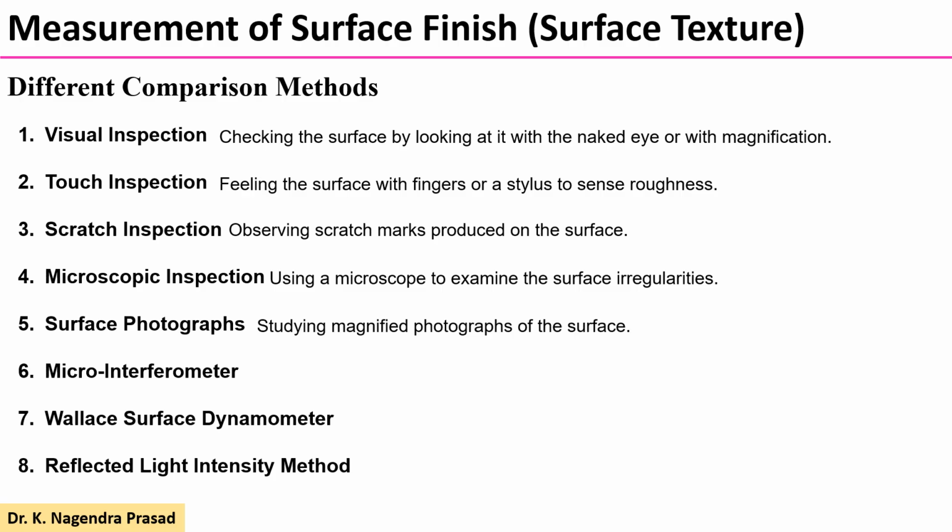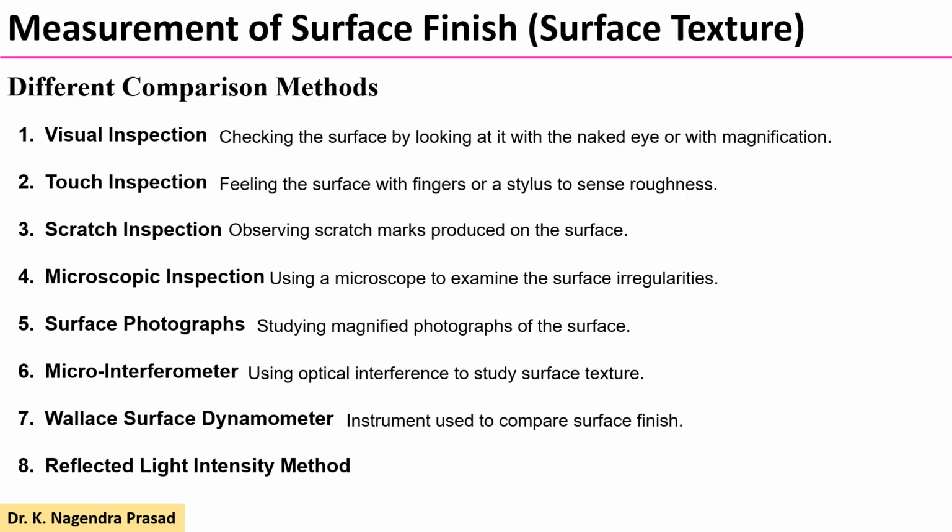The fifth one is surface photographs: studying magnified photographs of the surface. The sixth one is the micro interferometer: using optical interference to study the surface texture. The seventh method is the Wallace surface dynamometer, which uses an instrument to compare the surface finish. And the last one is the reflected light intensity method, in which we measure the intensity of light reflected from the surface.